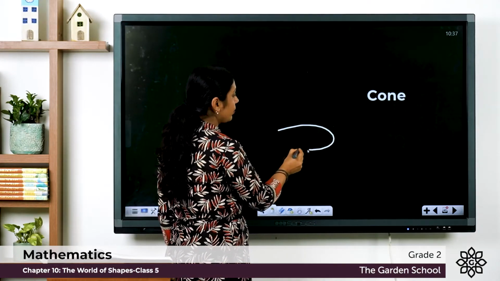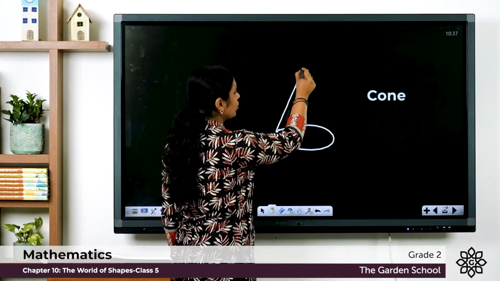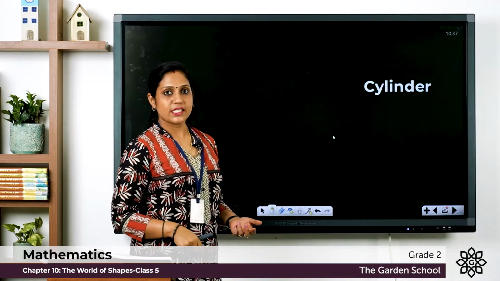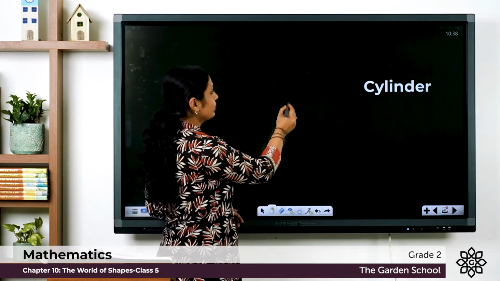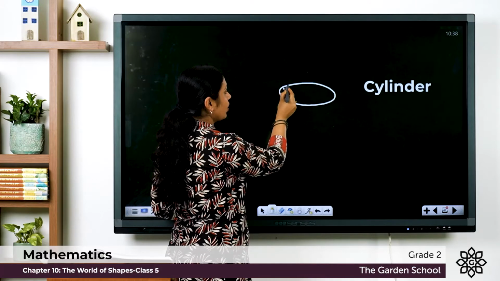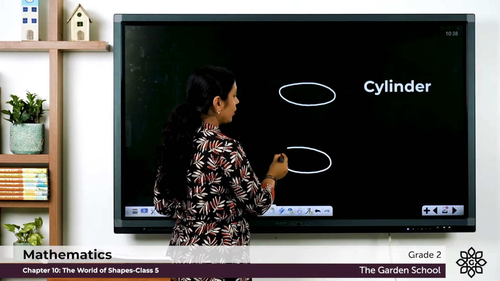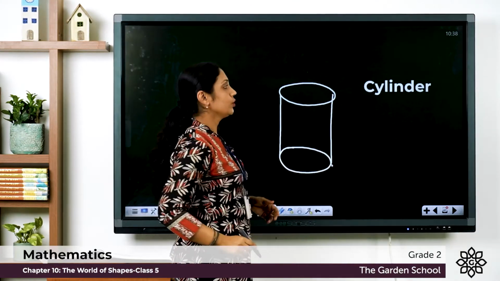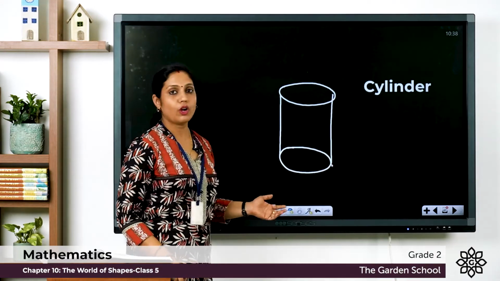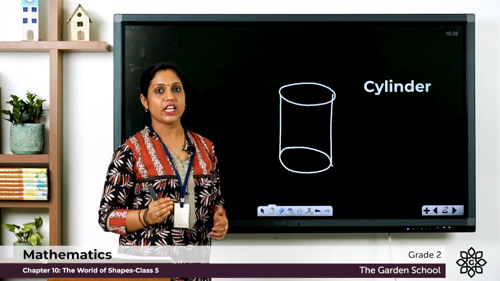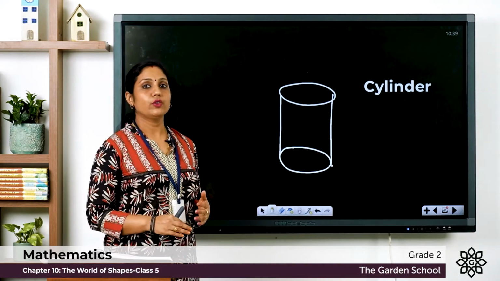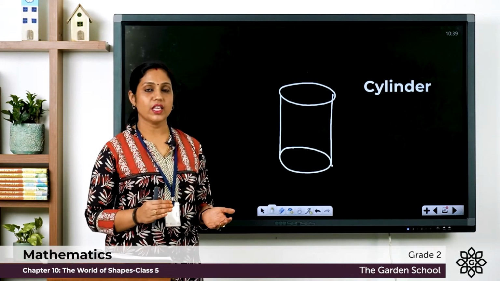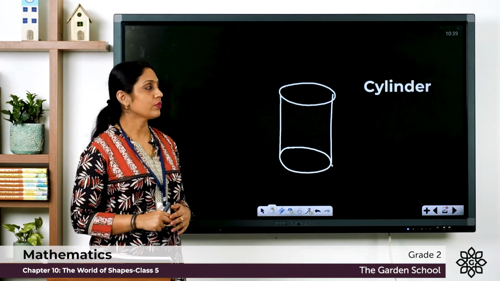Next, let's learn how to draw a cone. Draw an oval shape and draw 2 slanting lines. You get a cone. Next one is the cylinder. You can draw 2 oval shapes, one on top and the other on bottom, and join them using vertical lines. So you get a cylinder. So try to draw all these shapes, the cube, cuboid, cone and cylinder, and mark their faces, edges and corners.